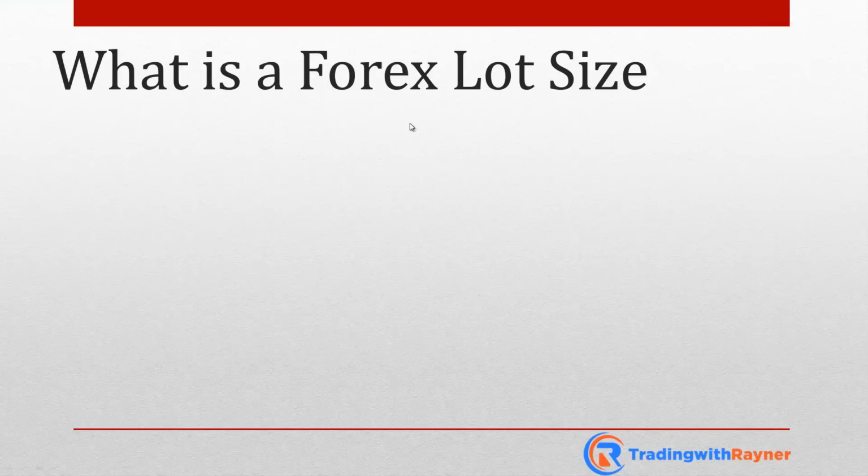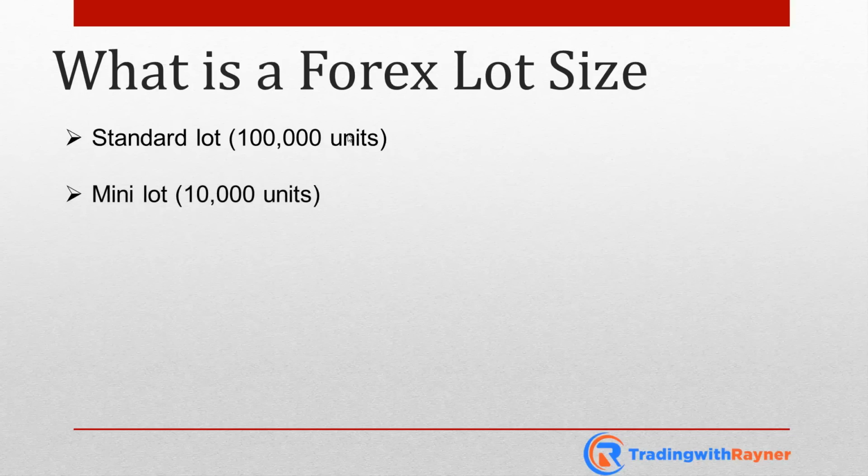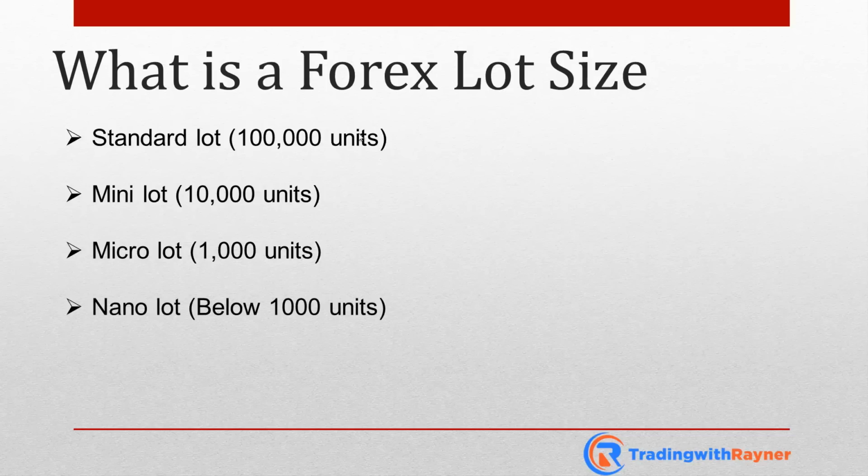Moving on, what is a Forex lot size? Lot size refers to how much of a Forex currency pair you can buy. There are different lot sizes. The first one is what we call a standard lot, 100,000 units. Mini lot, 10,000 units. Micro lot, 1,000 units, followed by nano lots, anything below 1,000 units. Nano lots are not offered by all brokers. Typically, brokers that are market makers tend to offer nano lots. Otherwise, the most common Forex lot size that you'll trade is either the standard or the mini lot.